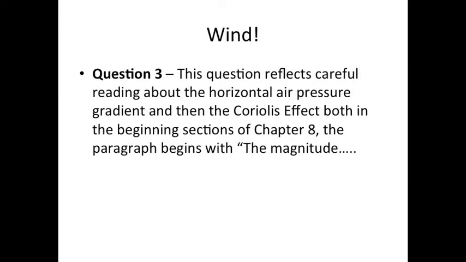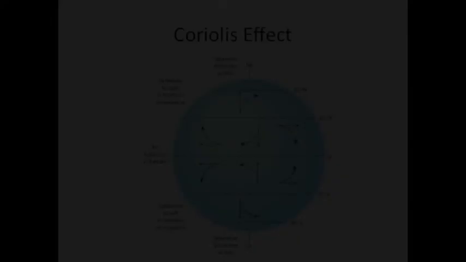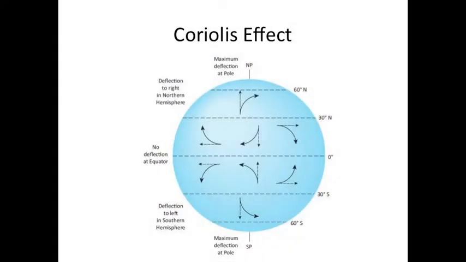For question number 3, it is more conceptual. This question reflects careful reading about the horizontal air pressure gradient and the Coriolis effect, both in the beginning sections of Chapter 8 in your Weather Studies textbook. The paragraph begins with the magnitude. For question number 4, this figure 8.6 in your Weather Studies textbook shows the Coriolis effect impacts. Notice that at the poles it is the strongest.